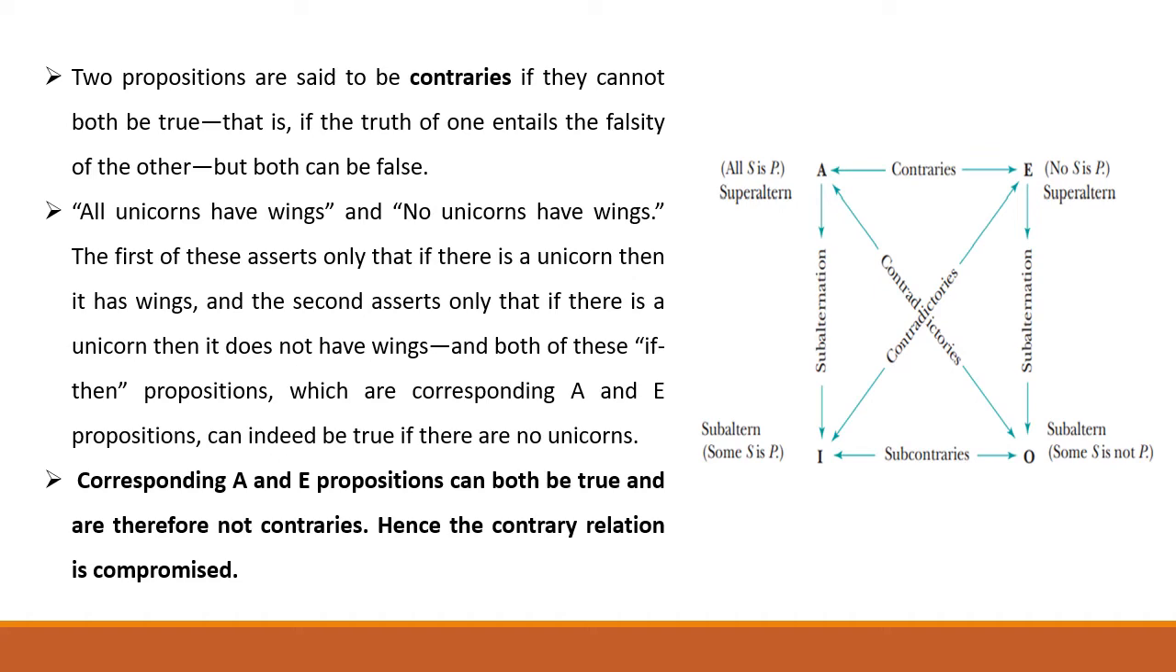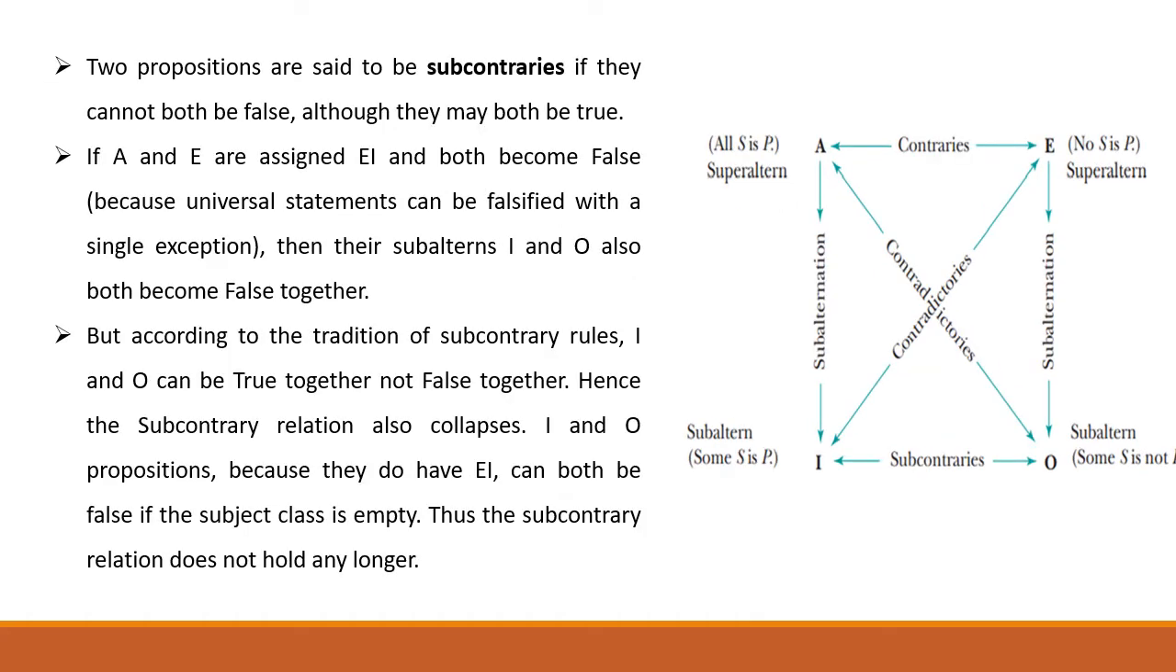Now let's see what will happen to the sub-contrary relation which holds between I and O. Remember that sub-contraries cannot be false together. They can be true together but never false together. Now we have seen that A and E can be both false. If they are both false, then the particulars that we are deriving from the universals, that is I and O, will also become false together.